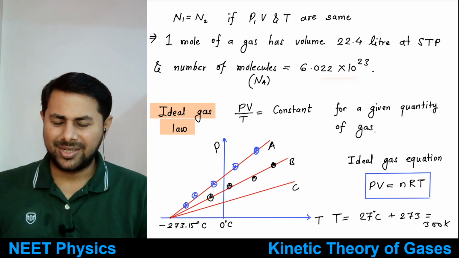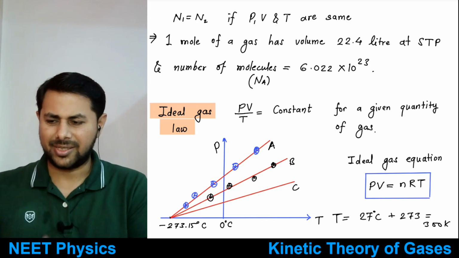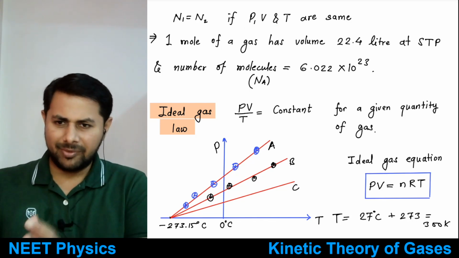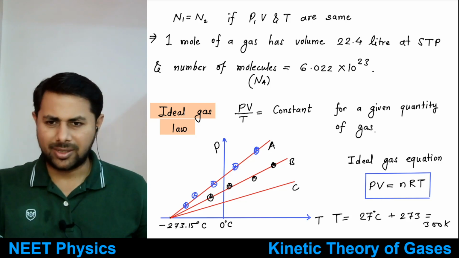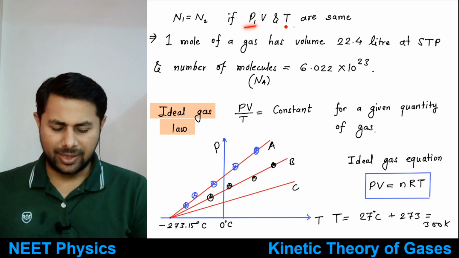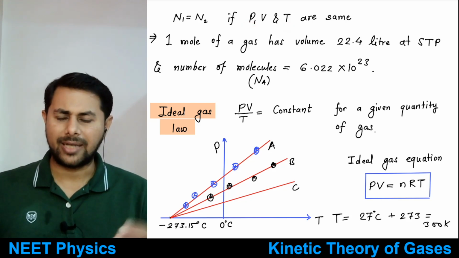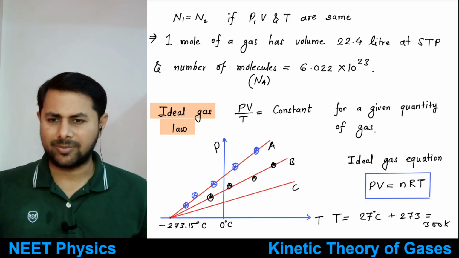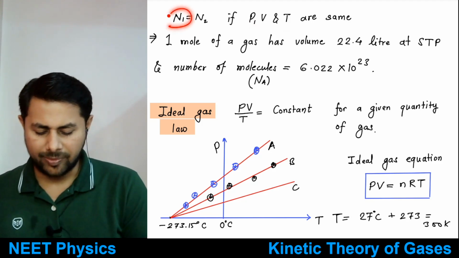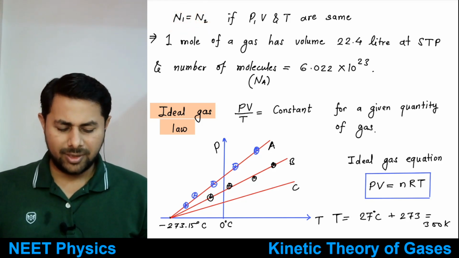Is this clear? If pressure, volume and temperature of two gases are the same, let's say you have gas A in one container and gas B in another container, the volume of the two containers is the same, the pressure is the same and the temperature is also the same, then they will have an equal number of gas A molecules and gas B molecules. Or the number of molecules of gas A is equal to the number of molecules of gas B. This is clear?